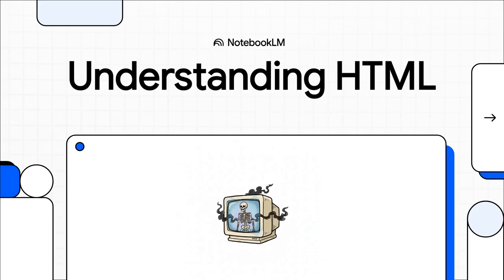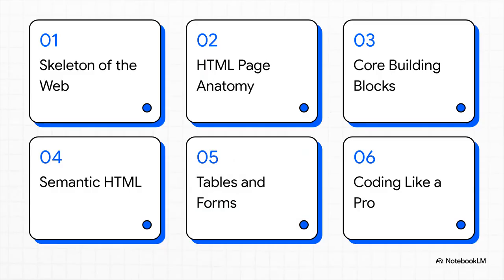HTML isn't a programming language at all. It doesn't make decisions, and it definitely doesn't run complex mathematical logic. Instead, think of it as the digital anatomy of a web page. It's the logical, structural skeleton that gives meaning to the entire web. And I promise you, once you understand this skeleton, the way the internet works is going to make a whole lot more sense. Here is our blueprint for today.